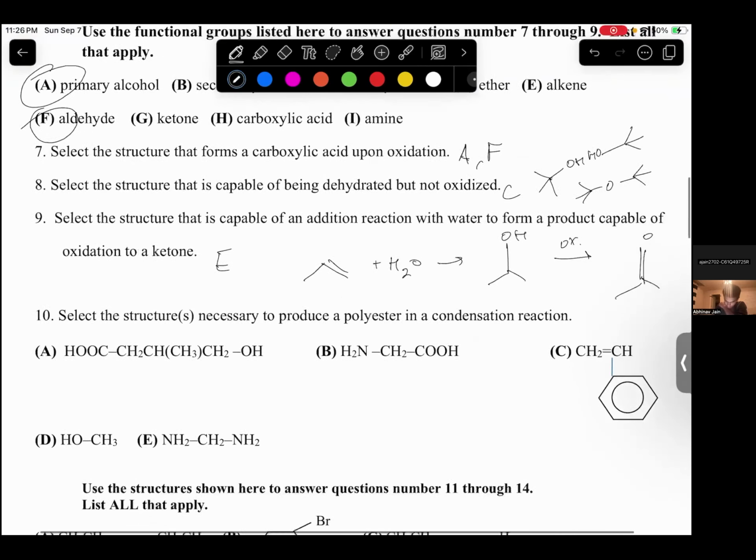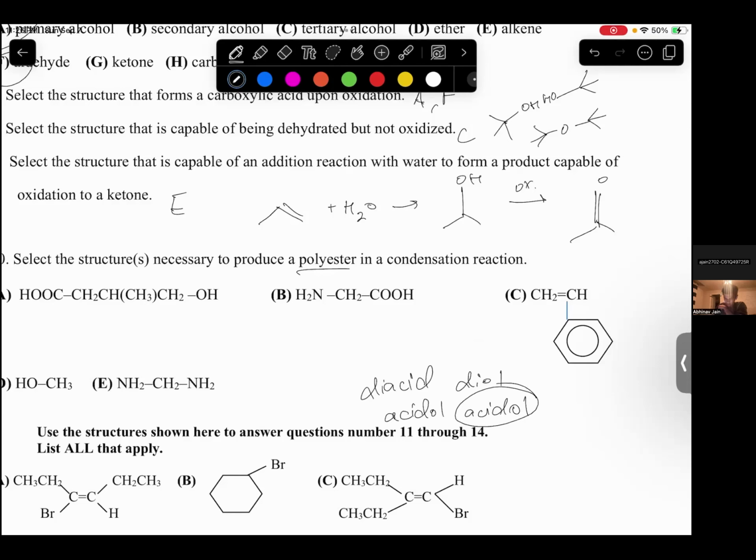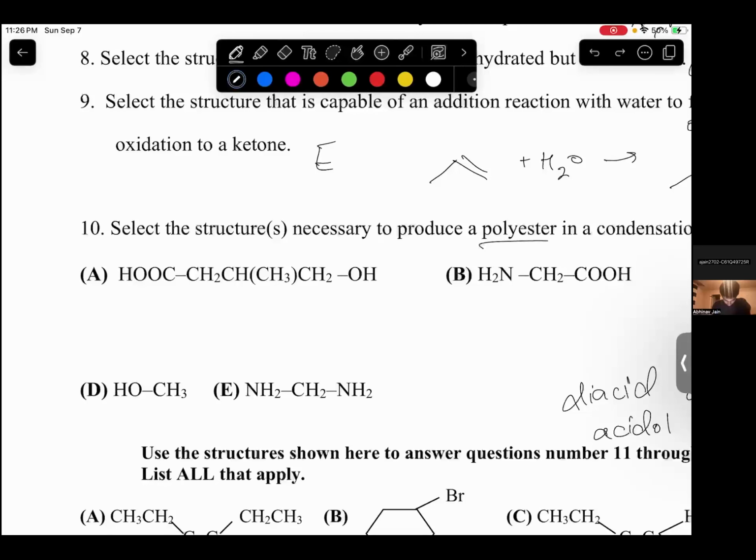10, select the structures necessary to produce a polyester in a condensation reaction. Polyester means we need either a diacid and a diol, or an acidol. An acidol is a molecule with an acid functional group and an alcohol functional group as well. So we take this molecule right here. This is an acidol. It has a carboxylic acid group and then an alcohol group.